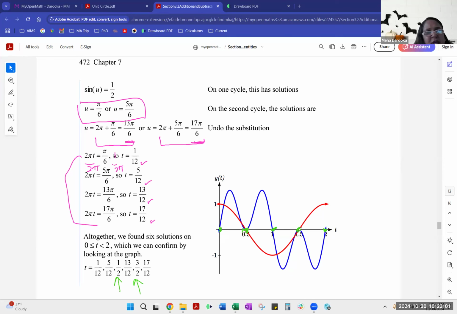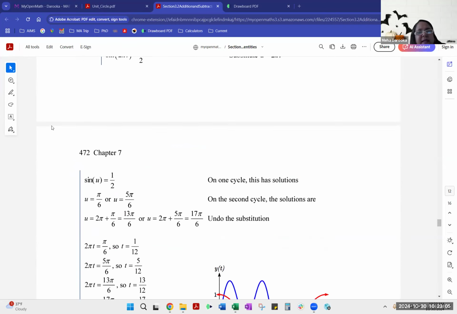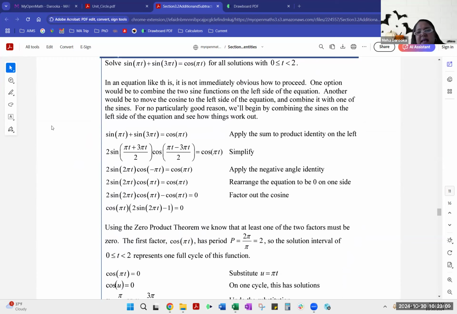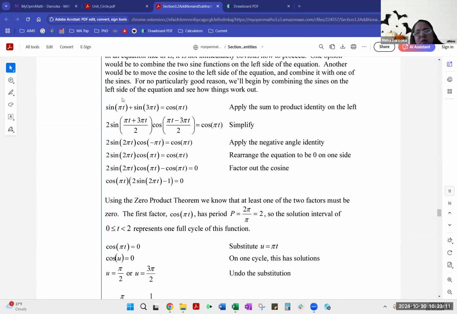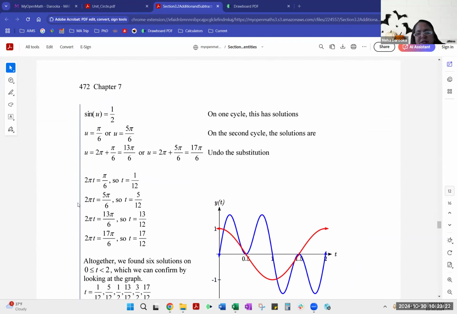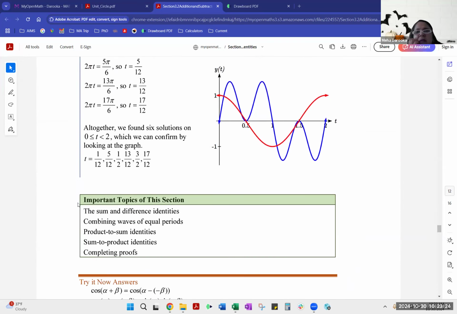So again, how do we use the sum to product identity to help us solve an equation? And you will see a lot of these techniques we had seen in the previous sections. The only thing that happened was how do we combine the left-hand side, the two sine functions, to move forward. And that was the approach that seemed to work. And we didn't have to do the second approach that they were talking about initially.